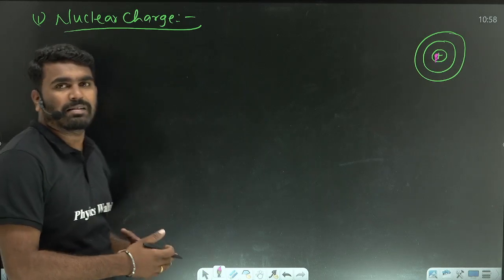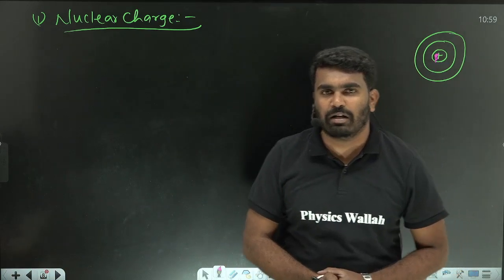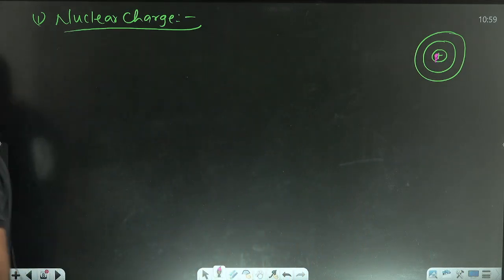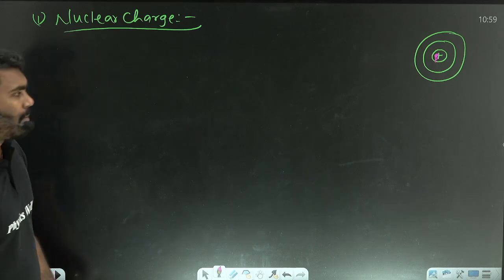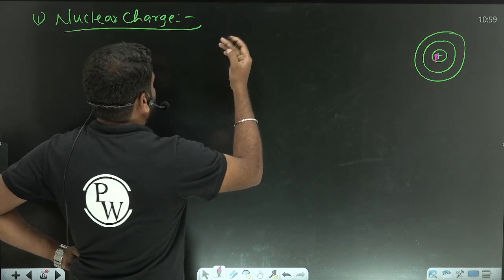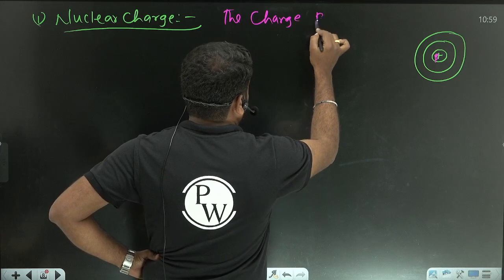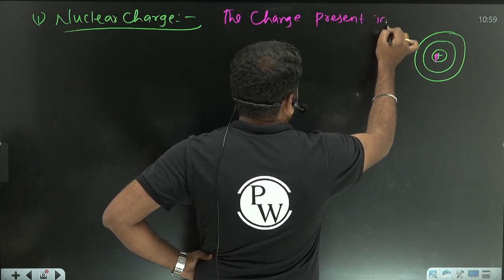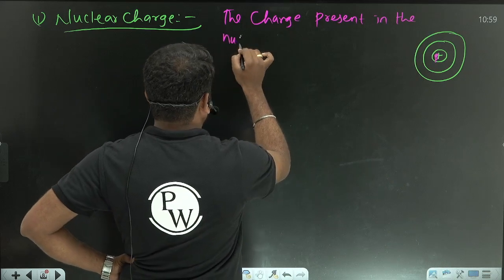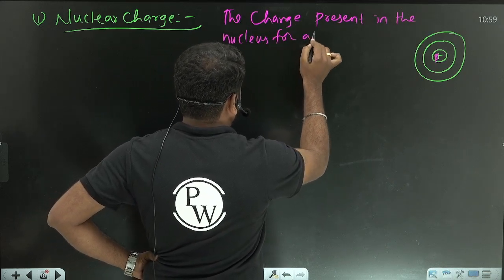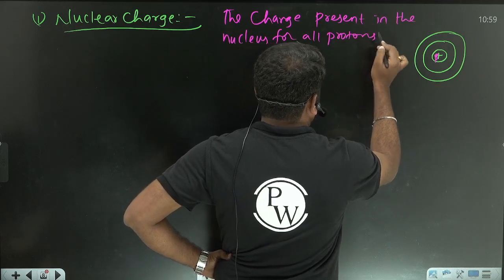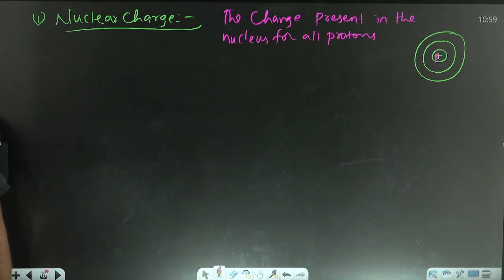Okay, the charge present in the nucleus of protons is known as what beta? Nuclear charge. So ikkada manaki charge present untundi kada, charge present in the nucleus. The charge present in the nucleus for all protons is known as what beta? Nuclear charge. So here we can write the charge present in the nucleus for all protons is what beta? Nuclear charge. Okay.